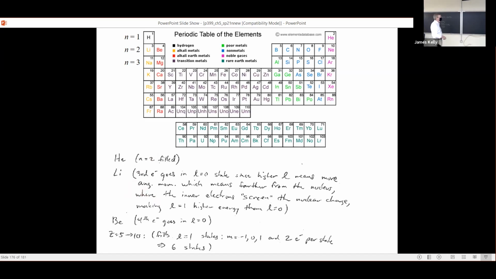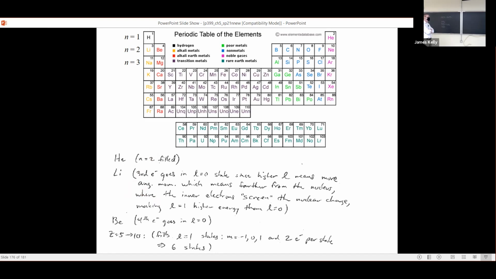Okay, so with helium, n equals 2 is filled. That's all we can. I'm sorry, I'm not sure why it says n equals 2 is filled. n equals 1 is filled for helium. That's a typo there. And then for lithium, that's Z equals 3. It's going to go in the L equals 0 state.